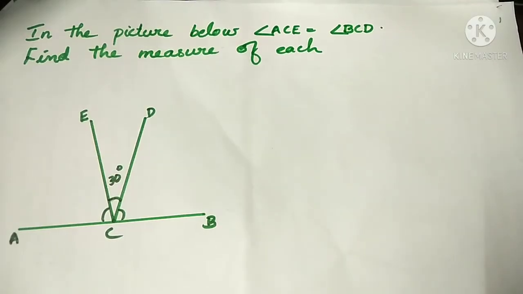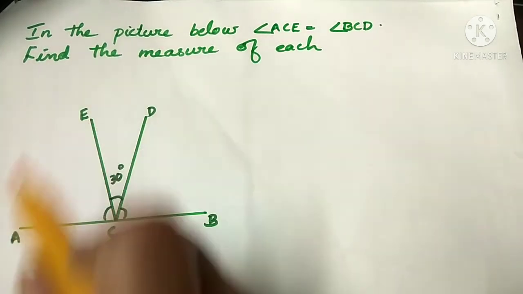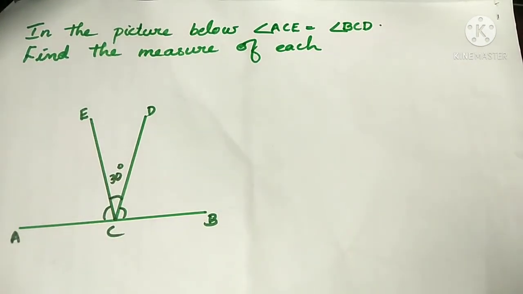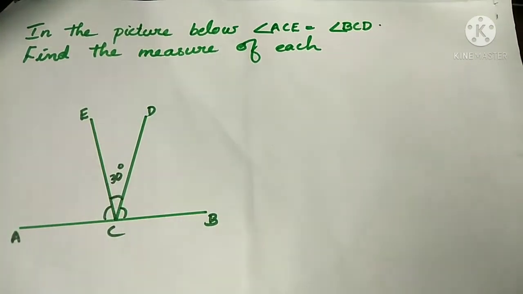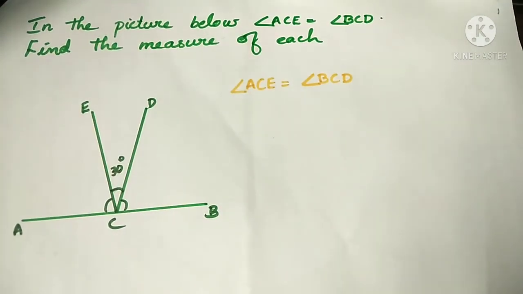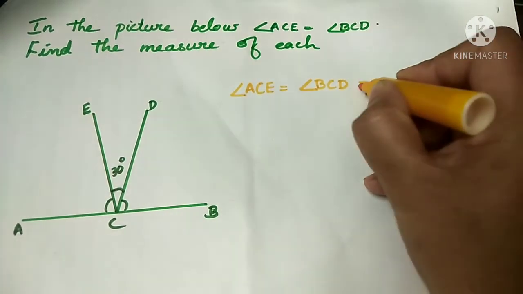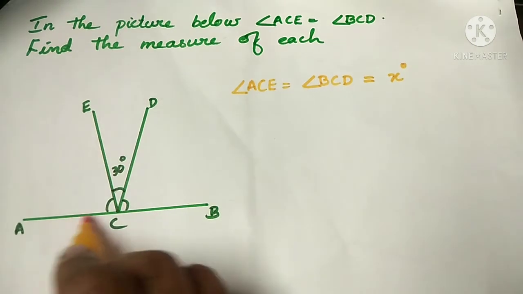Next question, in the picture below, angle ACE is equal to angle BCD. That means these two angles are equal. And find the measure of each. We have to find what is the measure of these two angles. Angle ECD is given as 30 degree. It is given that angle ACE is equal to angle BCD. Let us take this as x degree. We don't know how much is that. So, we take it as x degree. And see, these three angles are on a straight line.